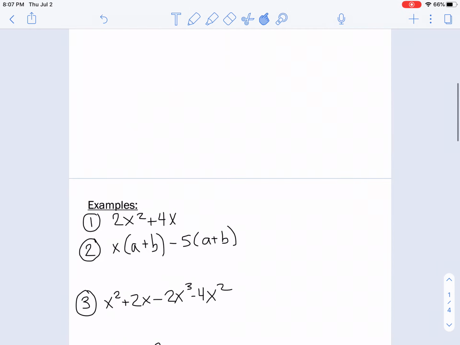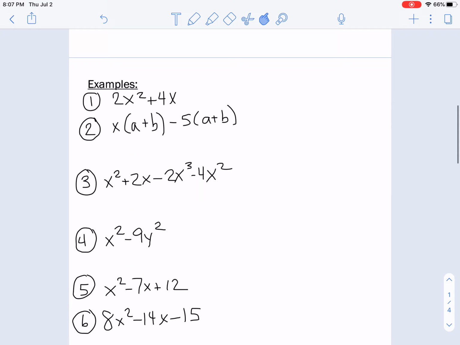So let's look at some examples. If I have something like 2x squared plus 4x, you'll hopefully notice that I have a greatest common factor that I can pull out of both of those terms. I can pull out a 2 and an x, and I'm left with an x plus 2. And then if I check what's left over, the 2 terms there in the bracket, x plus 2 is as factored as we can go, so we're done with that one.